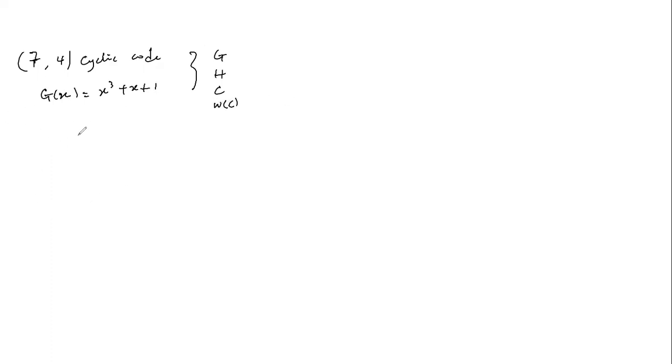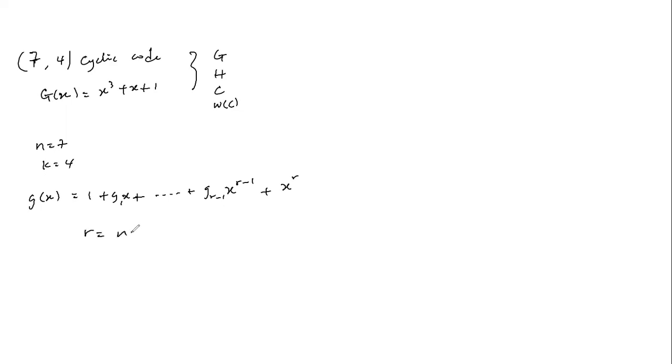Now for an n, k cyclic code, we have n is equal to 7, and then k is equal to 4. Okay, but the generator polynomial is given as g of x, which is 1 plus g sub 1 x plus all the way to plus g sub r minus 1 x to the power r minus 1 plus x to the power r.